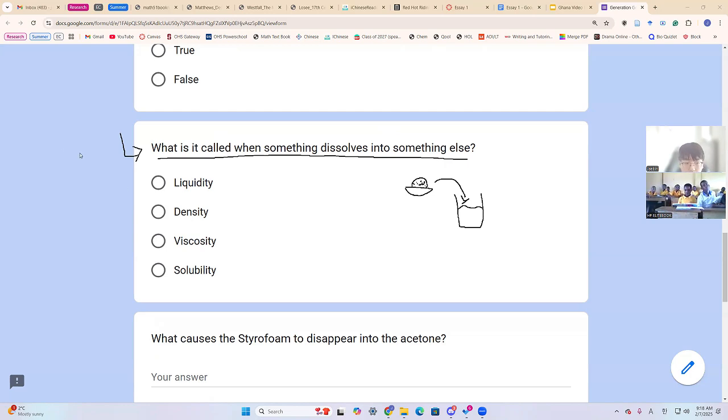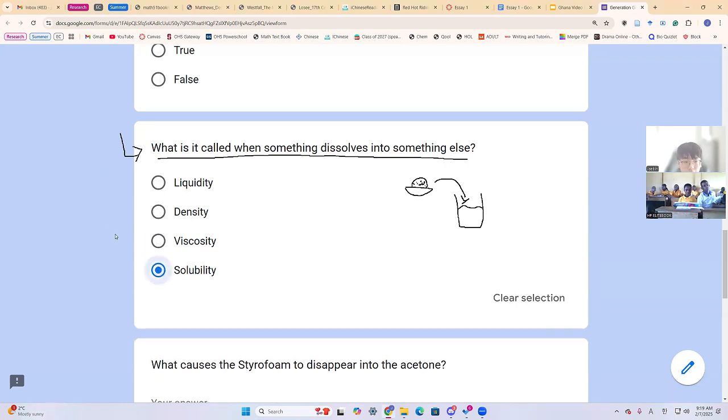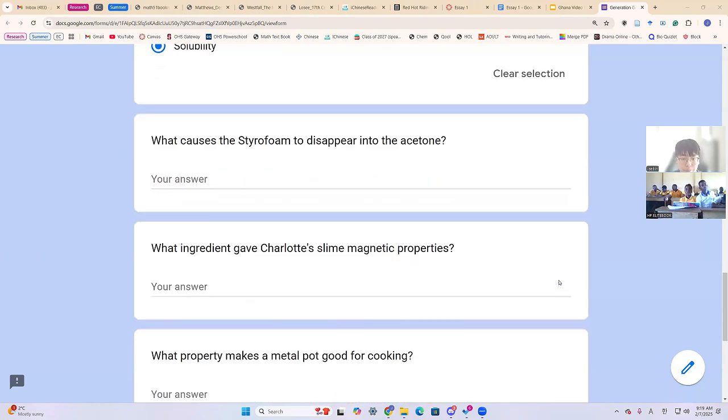Yes, I think I heard solubility, and that is right. When something dissolves into something else, it's called solubility. And when it does dissolve, it's soluble, and when it does not dissolve, it is not soluble. Those are the tests that you can see.